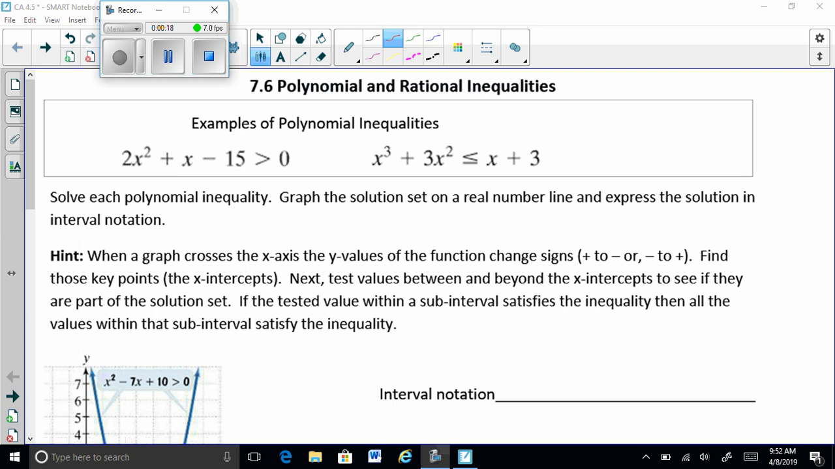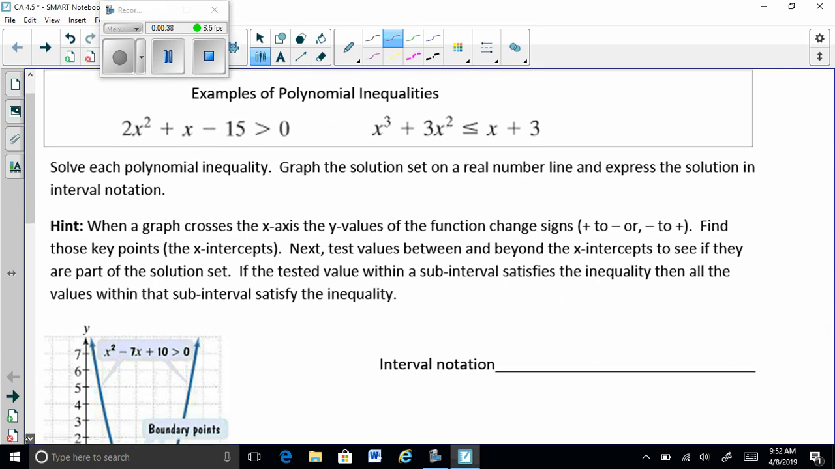Okay, so solve each polynomial inequality, graph the solution on the real number line, and then we want to express our answer in interval notation. So that'll be the main thing I'll be looking for, the interval notation. The number line is kind of there to help you.